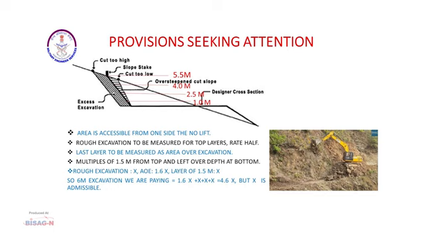An example is given in the last. Ideally, only the rough excavation X should be paid. However, if we count for the lift and the area over excavation, we will end up paying 4 times the X. That is 5 times the money which is actually due to the contractor.